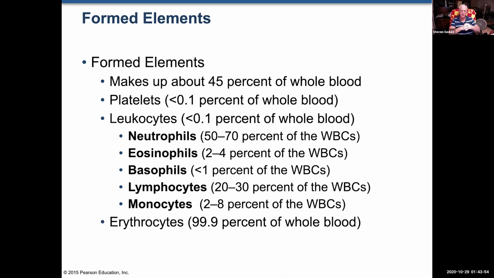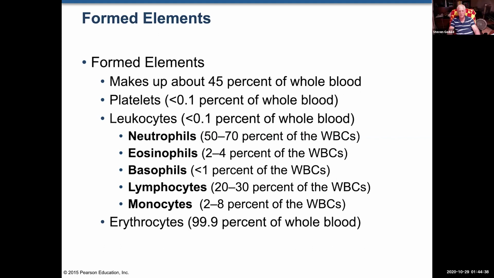Of the formed elements, your platelets account for less than 0.1% of whole blood. Your leukocytes, which are your white blood cells, also account for less than 0.1% of your whole blood. Leukocytes include neutrophils, eosinophils, basophils, lymphocytes, and monocytes. We're going to talk about each one of those separately in a little bit here, and what each one of those white blood cells does in response to an infection in the body. And then you have erythrocytes. Erythrocytes are your red blood cells. Yeah, they make up 99.9% of the formed elements. Okay, so most of your whole blood is red blood cells.